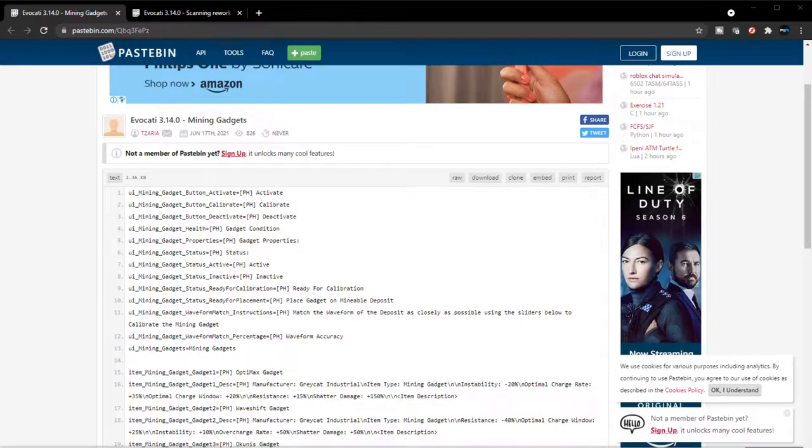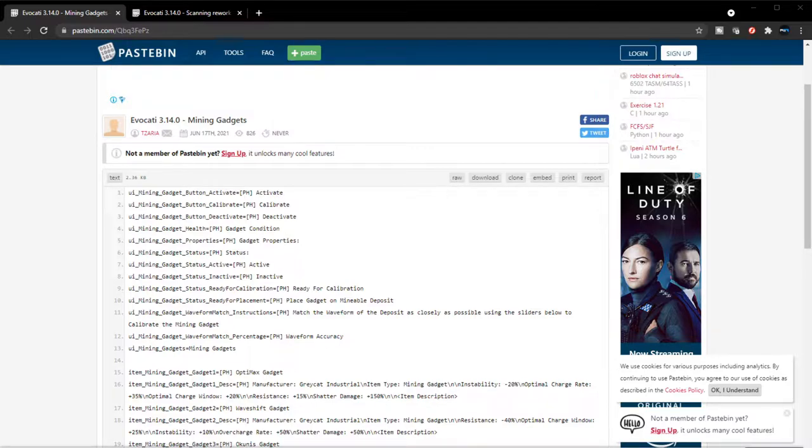The first thing I wanted to go over was the game files that they did find on mining gadgets. Now there's no guarantee that this mechanic will show up in 3.14, but these are game files that were found. Sometimes they do put them in preparation for a later patch, but I guess we'll have to see.